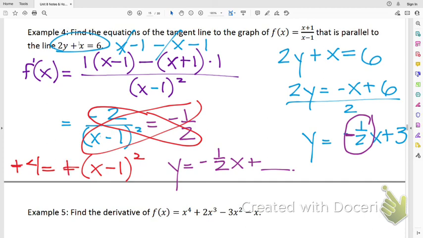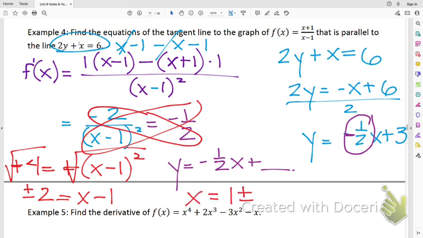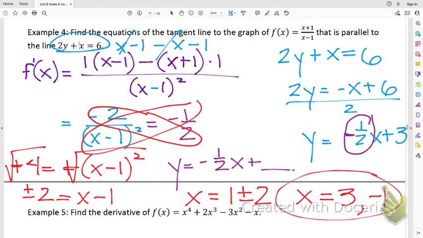It's going to turn everything positive. Then square root. When I square root, what must I not forget to put in front? Plus or minus. So then finally, what would I move? The negative 1. If I move the negative 1, that means I'm going to add it. So it's going to say x equals 1 plus or minus 2. Therefore, my x values are what? 3 and negative 1. Okay?